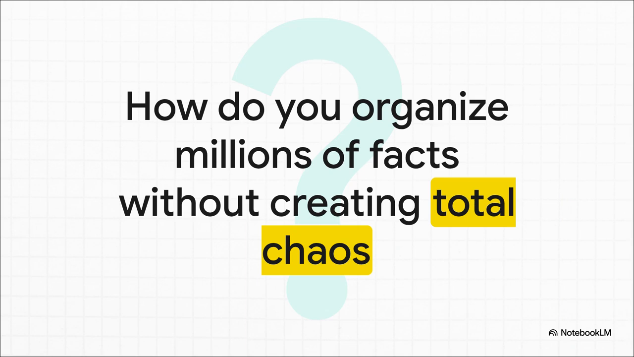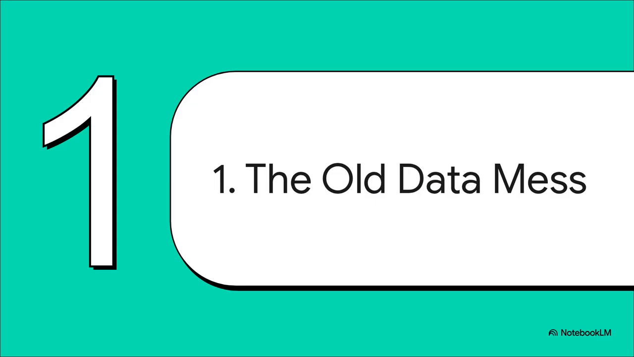I mean, really think about it. We're talking about banks, online stores, your favorite apps. They're all juggling these massive mountains of information. So, how do you organize millions, even billions of facts about customers and products and all their transactions without it turning into an absolute mess? This right here, this is the core challenge that data modeling was born to solve. To really get why today's solution is so brilliant, we first have to take a look back at the problem.